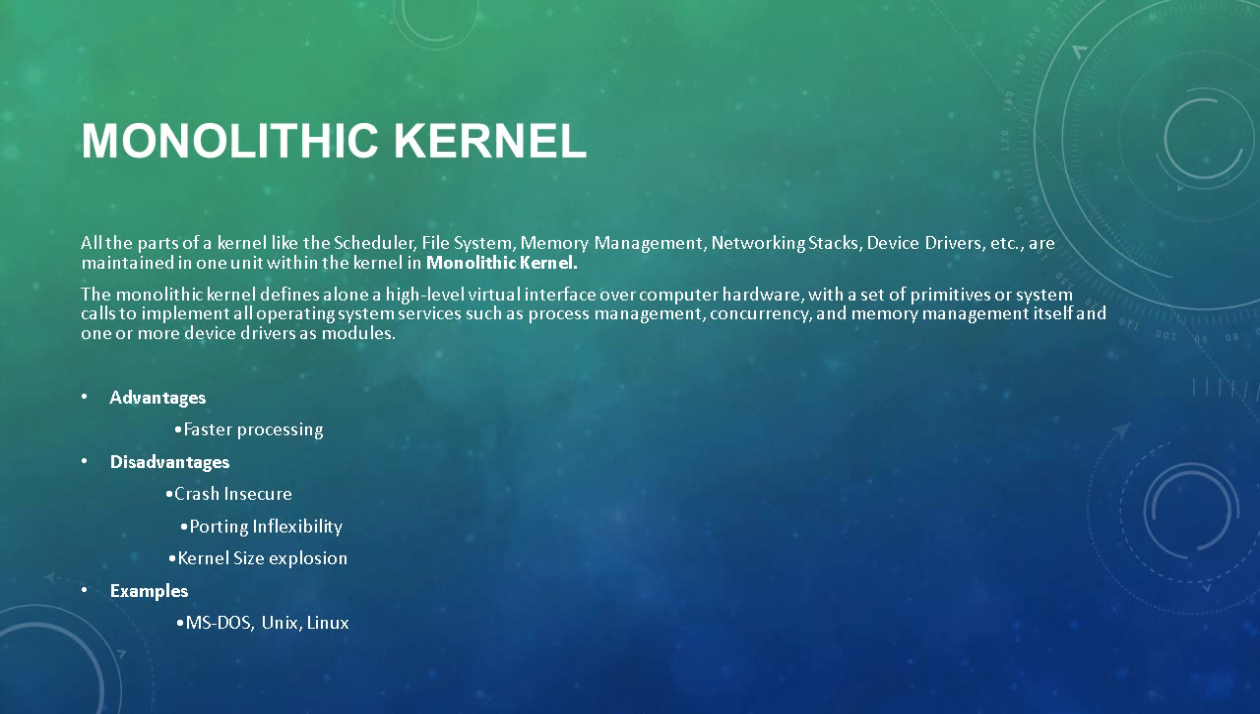All the parts of a kernel that are maintained in one unit within the kernel is called a monolithic kernel. Its advantages include faster processing and simple design, but it sacrifices safety and portability to achieve it. Examples of this architecture include MS-DOS, Unix systems and Linux.